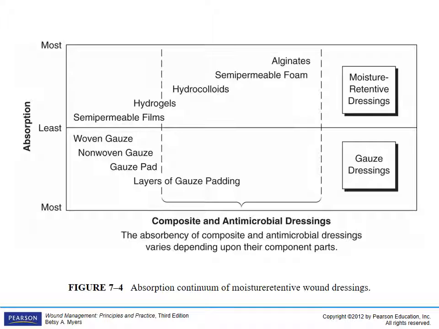And so this gives you an idea of how absorptive the different dressings are. So again, the most absorptive you see on the top of the moisture retentive dressings is an alginate. And then the most absorptive of the gauze dressings is just layers of gauze padding. You just layer upon layer. It's going to be more absorptive than just a single woven gauze.